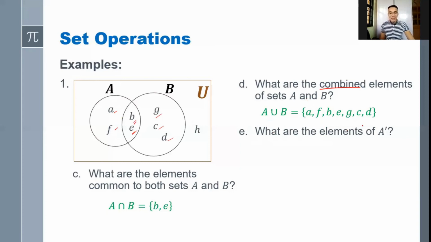Letter E, what are the elements of A prime? So you're looking for the elements in the universal set that are not in A. In other words, you're going to list down the elements outside circle A. This is circle A, and we're not going to list down the elements inside circle A. What we want here is the elements outside circle A because we're looking for A prime or A complement. And these elements are G, C, D, and H. You get that? So for complement, you have to identify first the elements of the given set, and then you're going to list down the elements in the universal set that are not present in what is given.